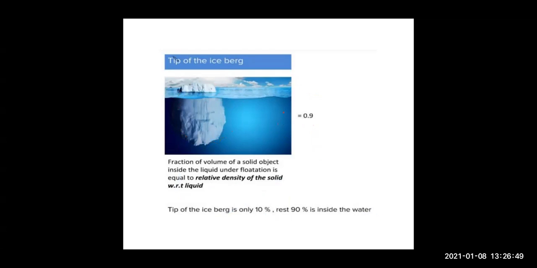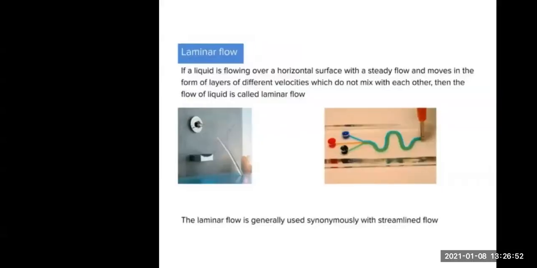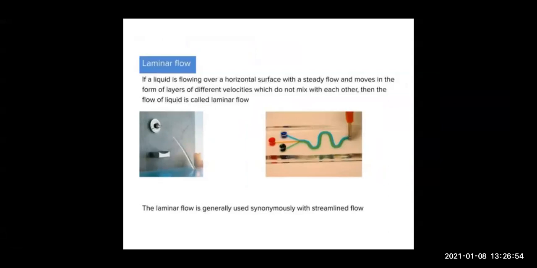Right, children? So this is about your flotation. Next, children, we are going to talk about laminar flow. Laminar flow is a smooth flow. When the liquid moves over a horizontal surface, it moves very steadily, in separate layers, that is, the layers are not mixing. That flow is called laminar flow.